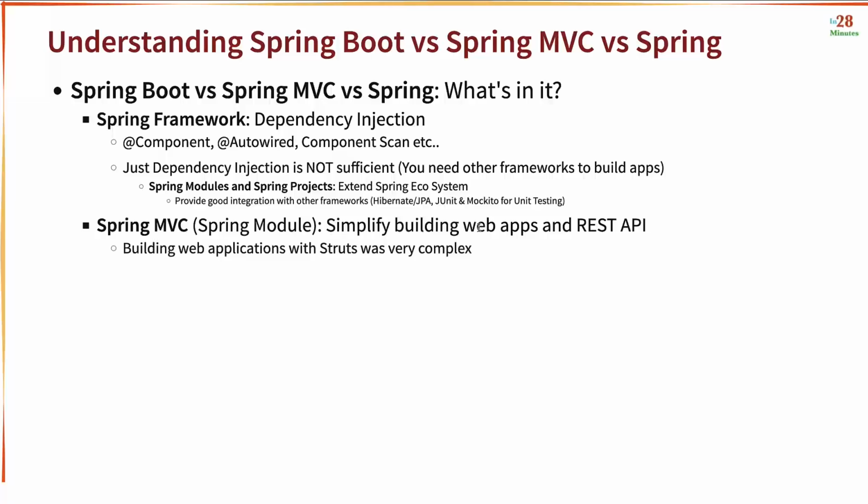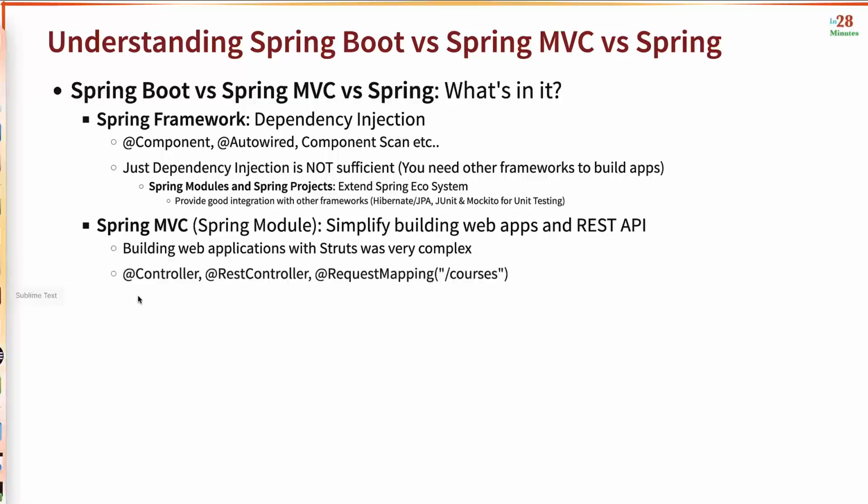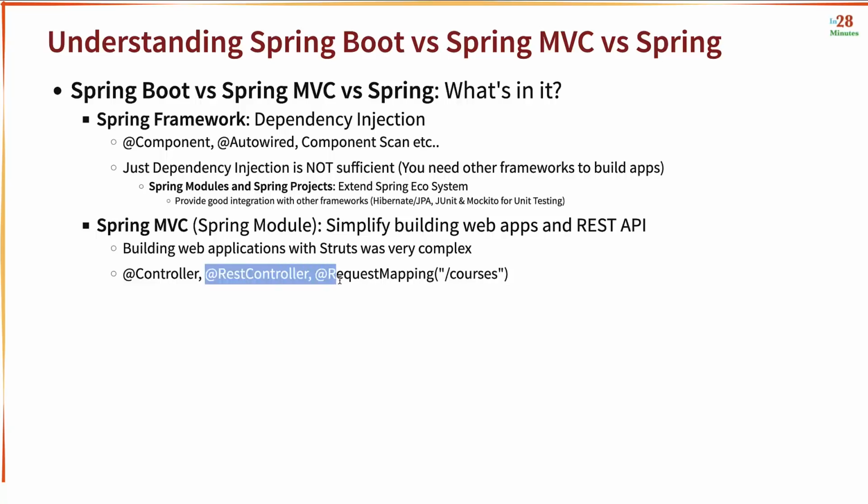Before Spring MVC, the most popular framework was Struts. Building web applications with Struts was very complex. There was a lot of tight coupling which was involved. However, Spring MVC provided a better approach than Struts to build your web applications. With Spring MVC, you can make use of annotations like @Controller, @RestController, @RequestMapping. These are all the things that are defined as part of Spring MVC. Earlier, when we built the REST API, we made use of @RestController and @RequestMapping. So the core of Spring Framework is dependency injection. Spring MVC helps you to build web applications.